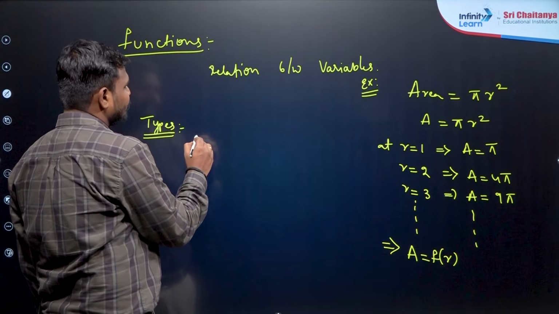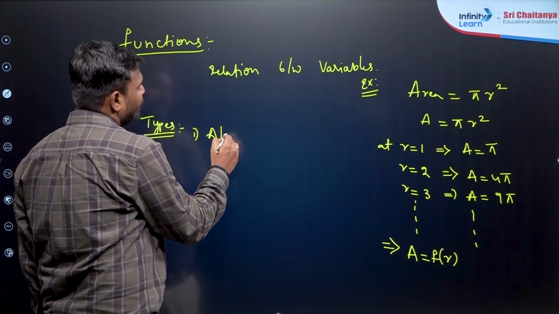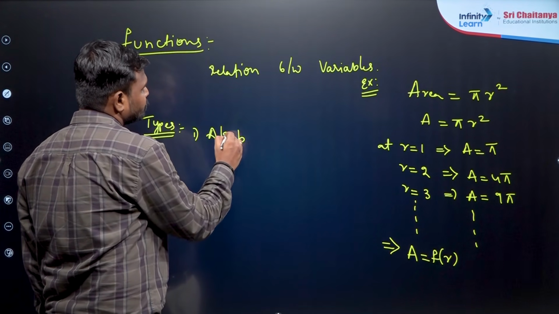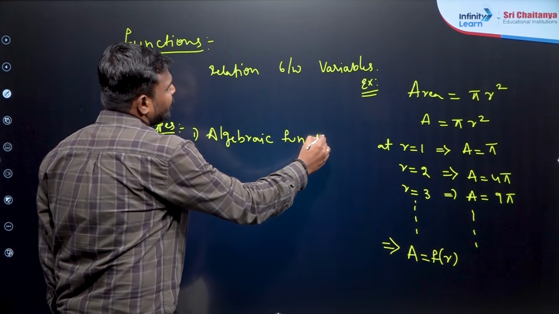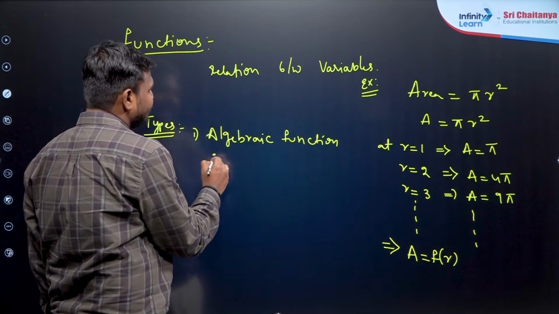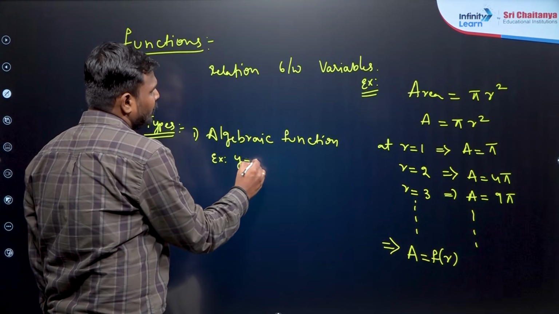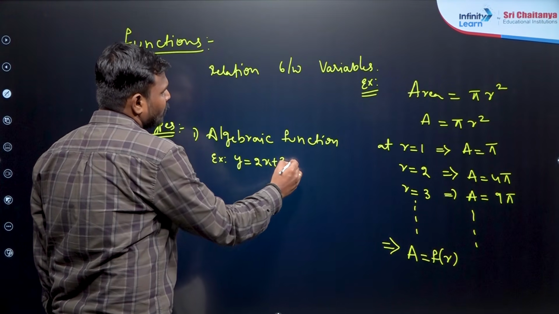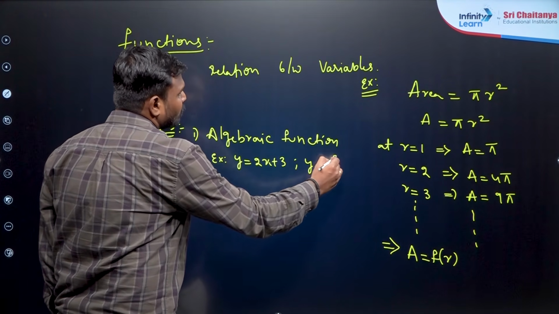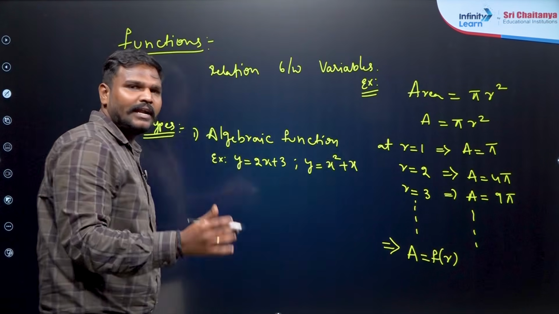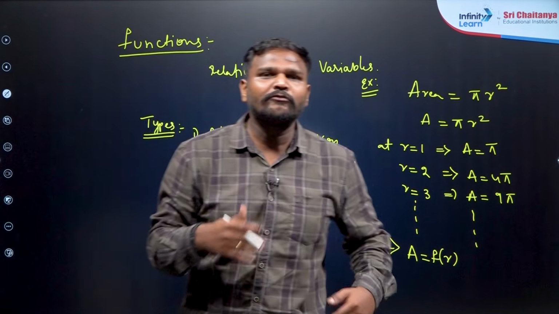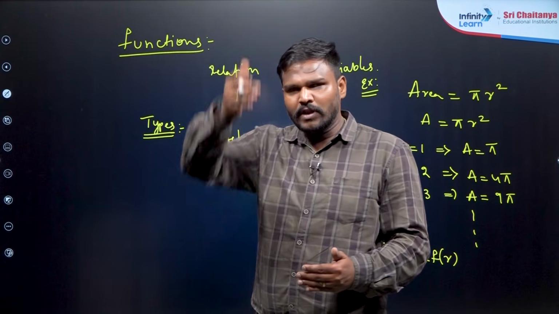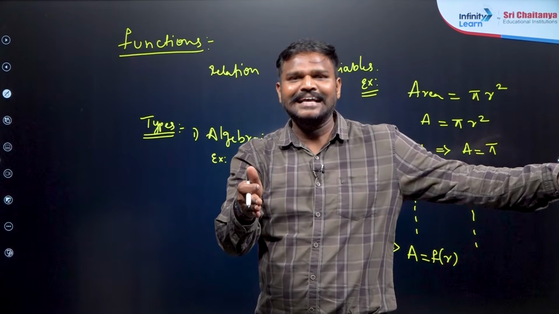What are the types of function? Let us say algebraic functions, where we discuss algebra, like for example y is equal to 2x plus 3 or y is equal to x square plus x. Generally for any function that we are dealing with, if we have to plot a graph, we will put the y axis as well as the x axis.